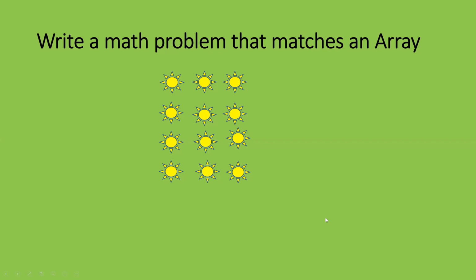Let's do another one. So now we're going to count how many rows we have. We have 1 row, 2 rows, 3 rows, 4 rows. So we have 4 rows. And now let's count how many columns. 1 column, 2 columns, 3 columns. So our number is 4 times 3. Now let's count together all the suns we have in this picture. 1, 2, 3, 4, 5, 6, 7, 8, 9, 10, 11, 12. So 4 times 3 equals 12.